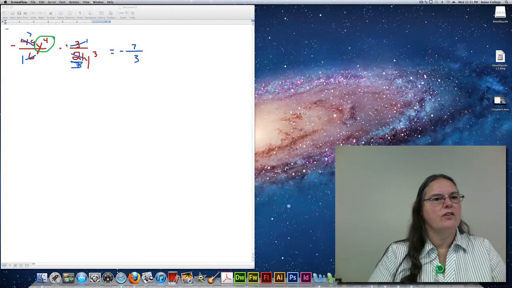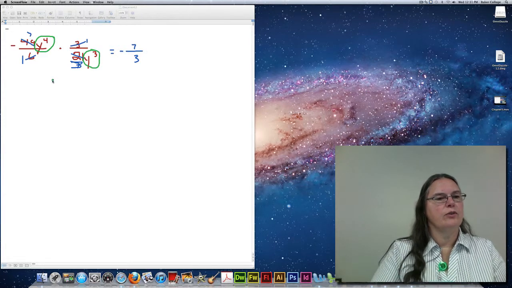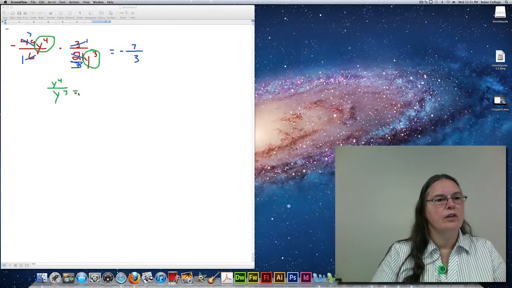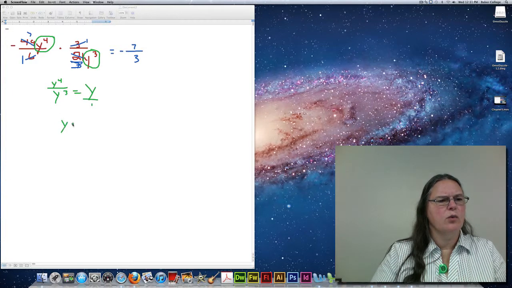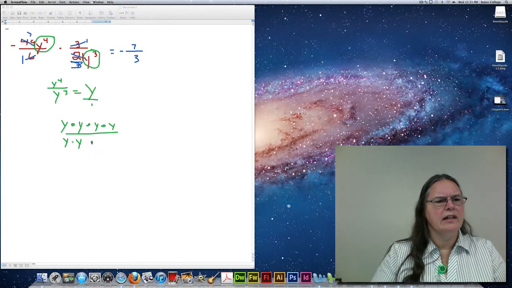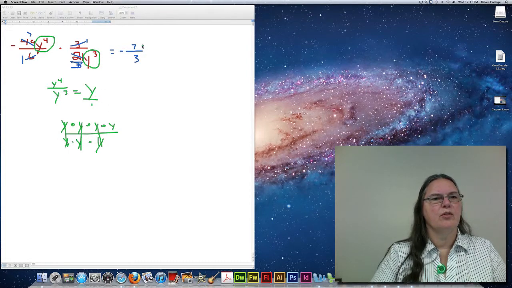And then the next thing I have to look at is the values of the y variable and reduce those. So I really have y to the 4th power over y to the 3rd power, which is really y over 1, or y. Here's a better way to explain it. I have a y times y times y times the y all over y times y times y. These are ones. 1, 1, 1. 1 times that y is the y on top. So this is how we get it.